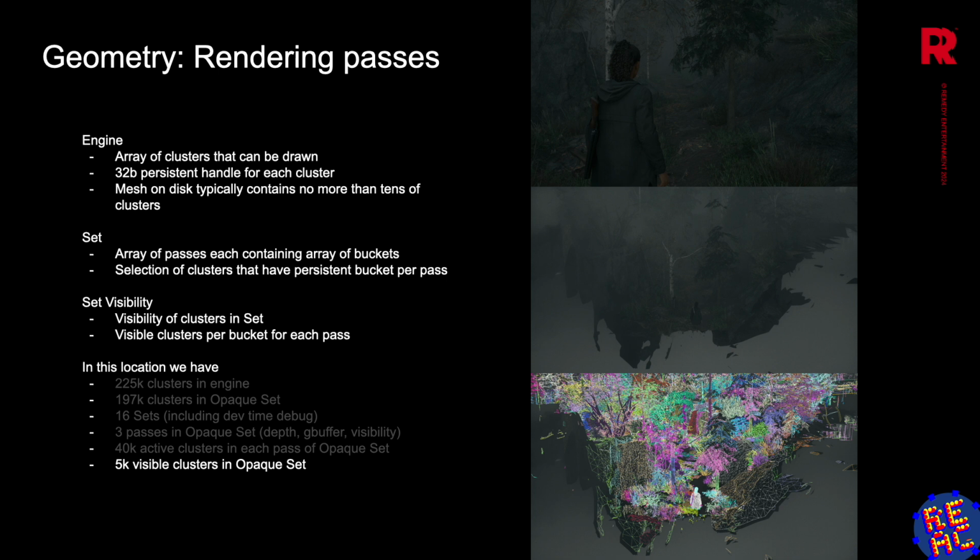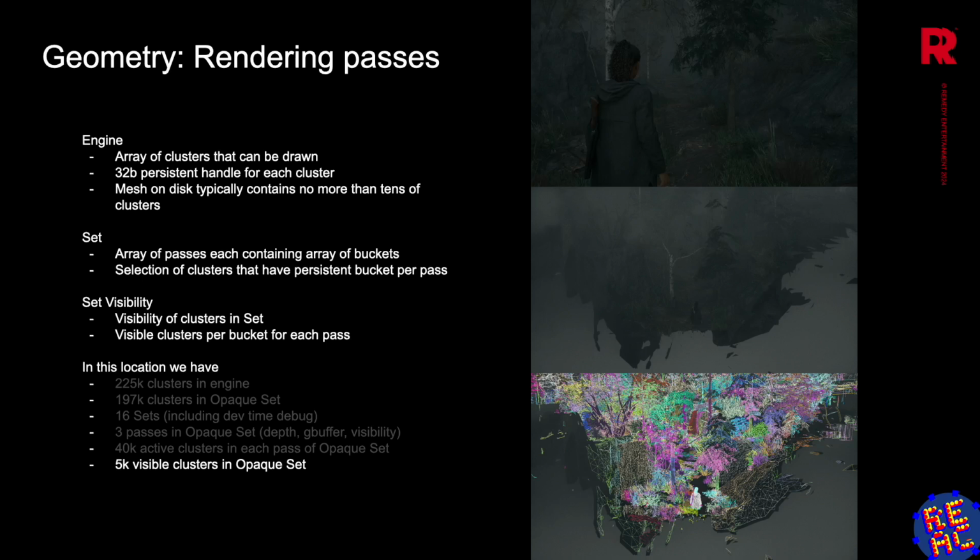This is our high-level setup. We have a global mesh engine that contains all the streamed-in mesh clusters. Each cluster can always be drawn with a single pipeline state. Then we have groups of clusters that are mapped to be drawn in certain passes. And finally, we have visibility of a set for some certain viewport in a scene. On the location that I've been referring to, we have around 5,000 visible clusters in the opaque set.